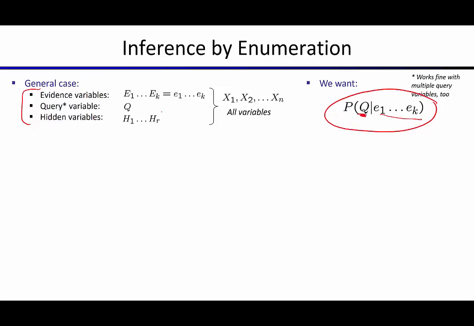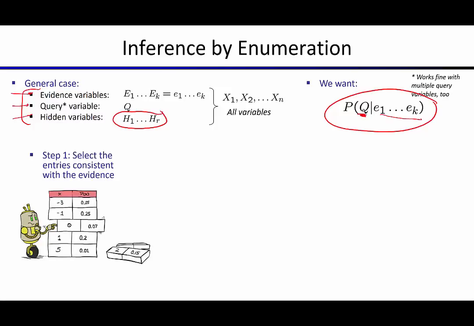And there are also other variables, namely H1 through HR, that live in our table, but that do not appear in the query. Okay? This is the most generic thing you can have. Some variables are in the query in front of the conditioning bar, some behind, and then some don't appear at all. Accordingly, we call them evidence variables, query variables, and hidden variables. Step one, you start with your full joint distribution, and you select entries consistent with the evidence.